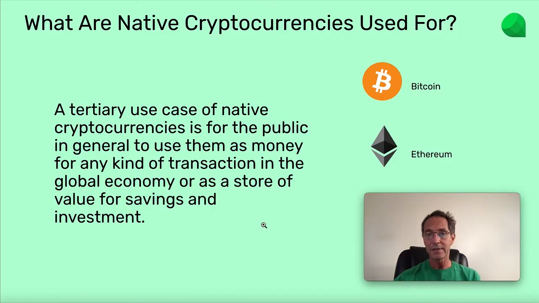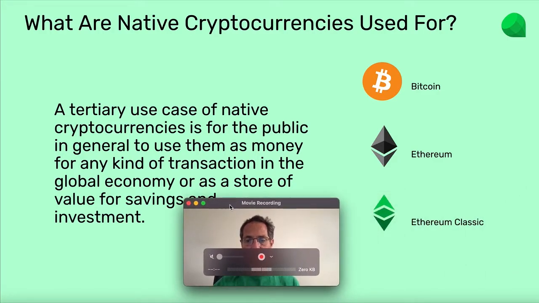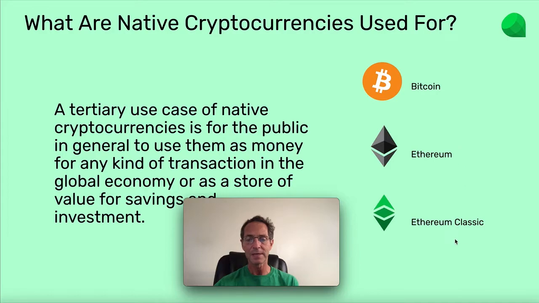A tertiary use case of native cryptocurrencies is for the public in general to use them as money for any kind of transaction in the global economy, or as a store of value for savings and investments. Because in general, these cryptocurrencies, especially the ones that Emerald supports, Bitcoin, Ethereum, Ethereum Classic, have been sound money because they are issued in a controlled way.